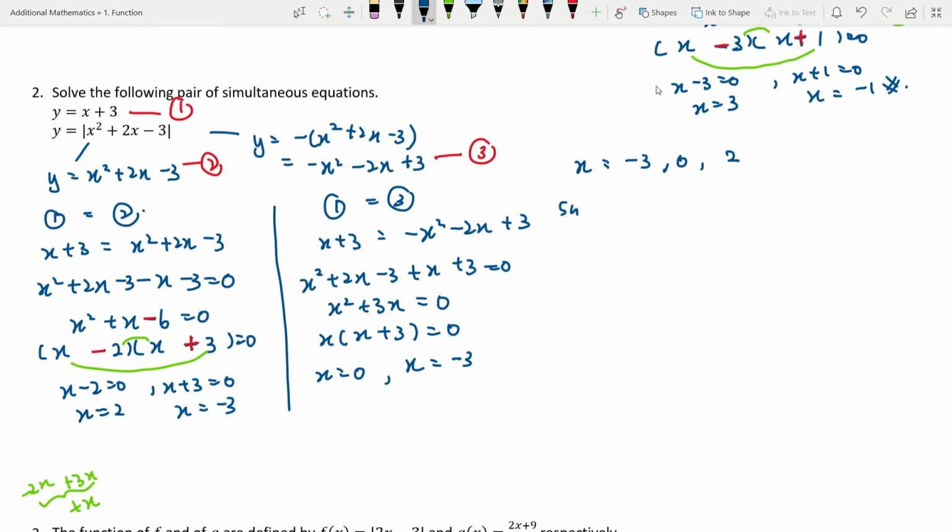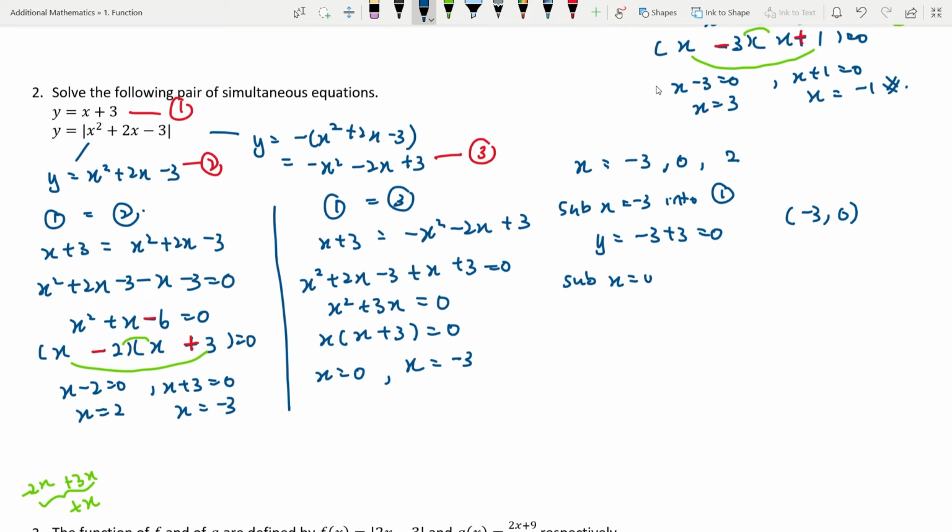So now we substitute x equal to negative 3 into equation 1. You may substitute it into equation 2 or 3. We will get the same answer. But 1 is the easiest. So we do it with equation 1. y equal to negative 3 plus 3, 0. First coordinate is negative 3, 0.